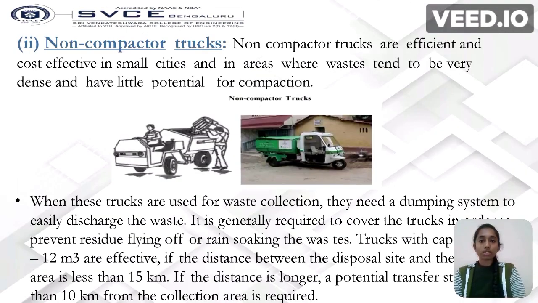Next, non-compacted truck. Non-compacted trucks are efficient and cost-effective in small cities and in areas where waste tends to be very dense and has little potential for compaction. When these trucks are used for waste collection, they need a dumping system to easily discharge the waste. It is generally required to cover the truck to prevent residues flying off or rain soaking the wastes.